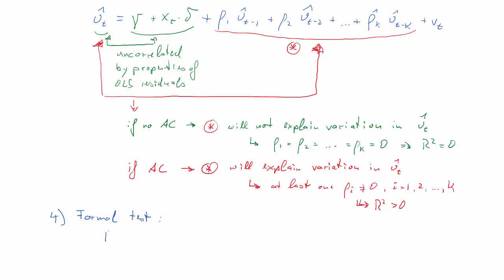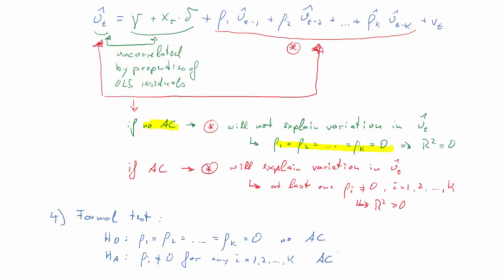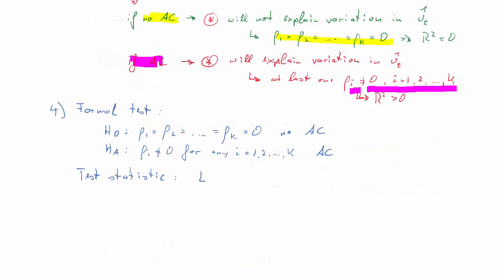So now we need to formally test whether there is autocorrelation. As null hypothesis, we will take this part up here. The null hypothesis is that all these rho coefficients are equal to 0, and that implies no autocorrelation. The alternative is that at least one is unequal to 0, and that corresponds to autocorrelated error terms.